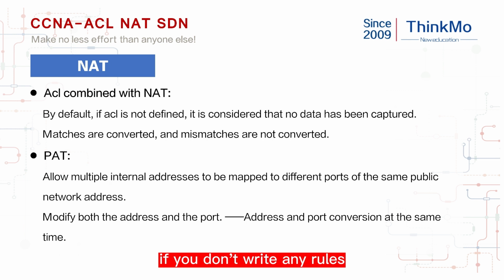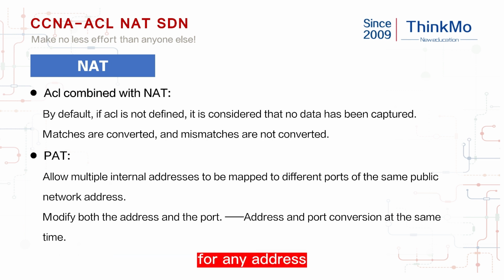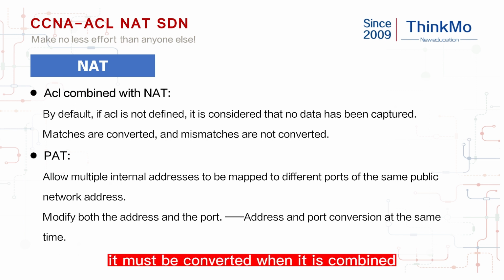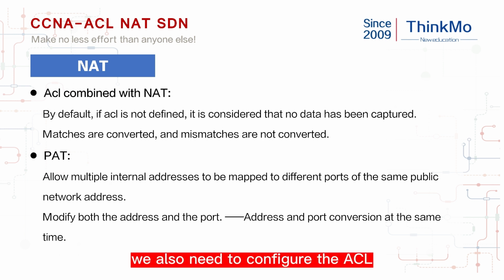If you don't write any rules, the default is not to do NAT translation for any address. It must be converted when combined. If it doesn't match, it is not converted, so I can't get online. So while we configure, we also need to configure the ACL. This is one of its configuration specifications.